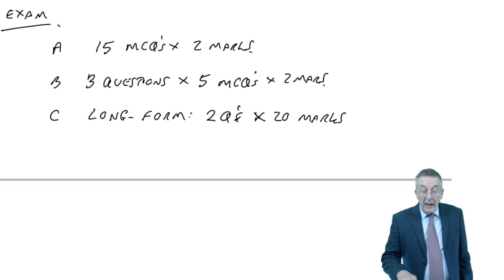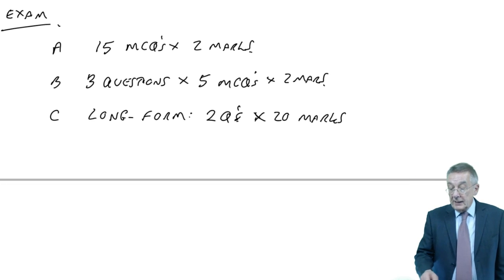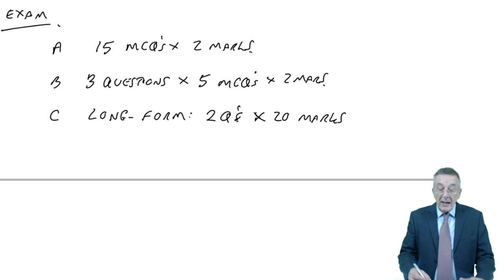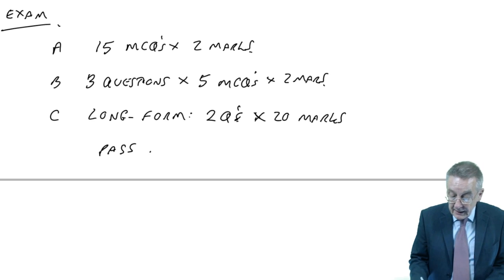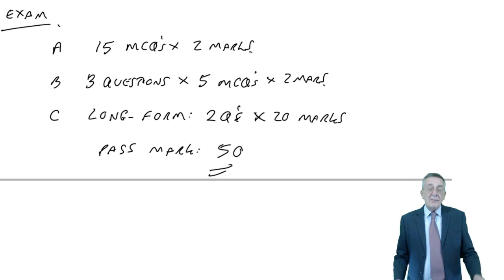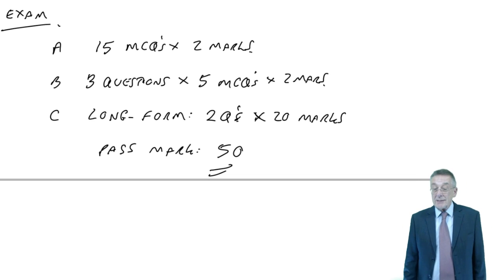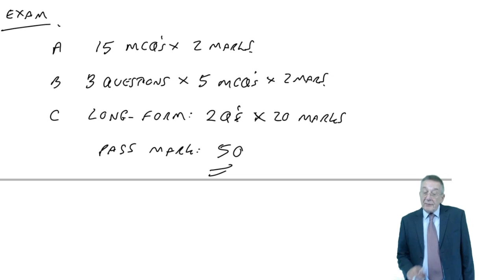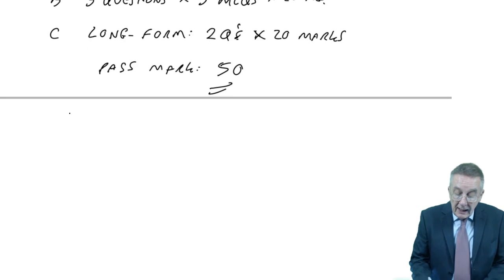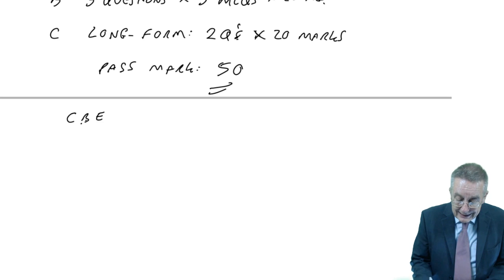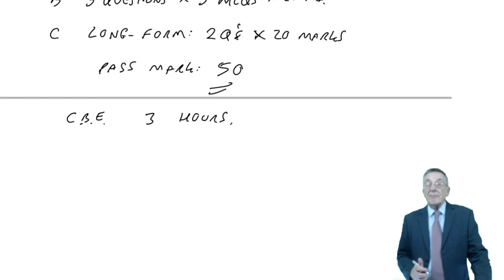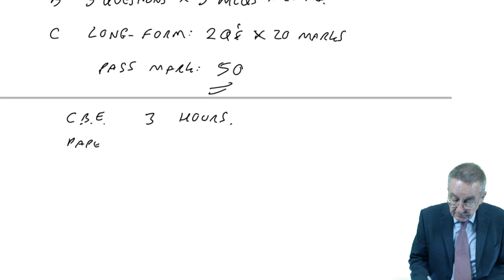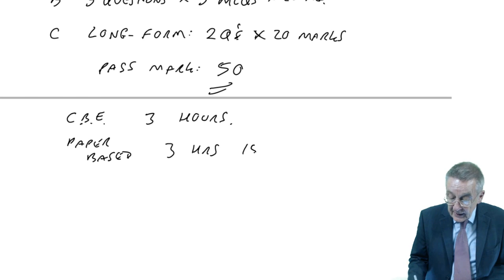So there we are, and in total, you can see yourself, 30, 30, 40, 100 marks. The pass mark, as with all ACCA exams, is 50. If you score 49, you failed. If you score 50, you've passed. Now, one final difference between the two exams: if you're doing the computer-based exam, you've got 3 hours. If you're doing the paper-based exam, you've got 3 hours and 15 minutes.